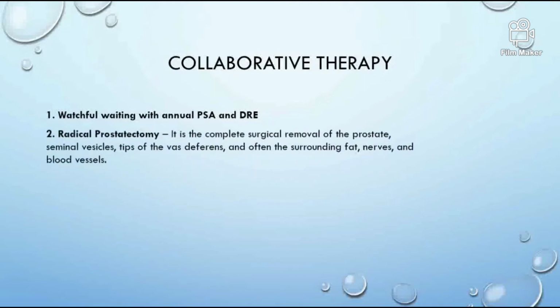Number 2 is the radical prostatectomy. It is the complete surgical removal of the prostate, seminal vesicles, tip of the vas deferens, and often the surrounding fat, nerves, and blood vessels.